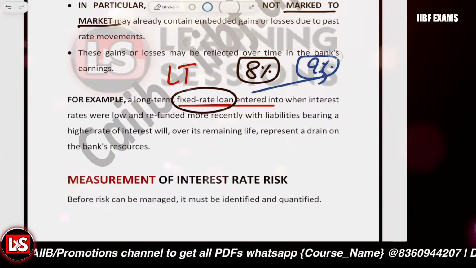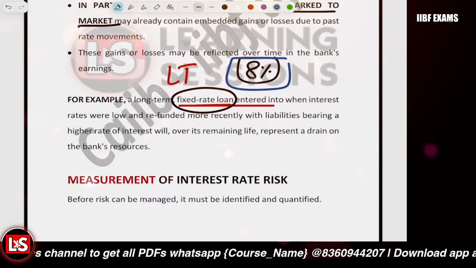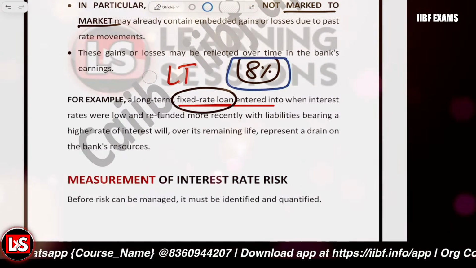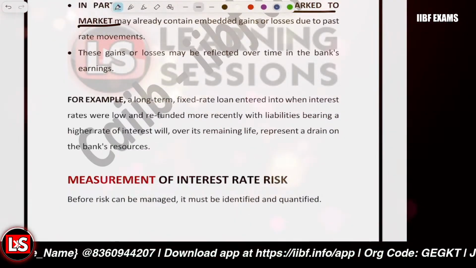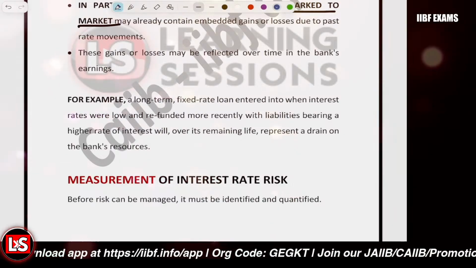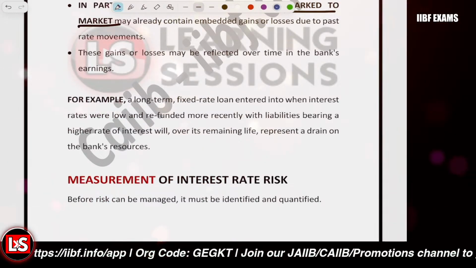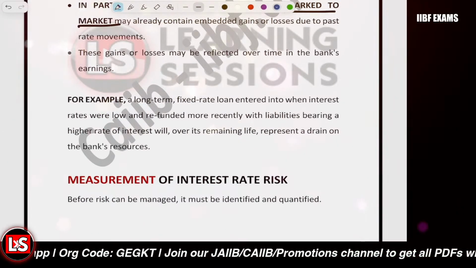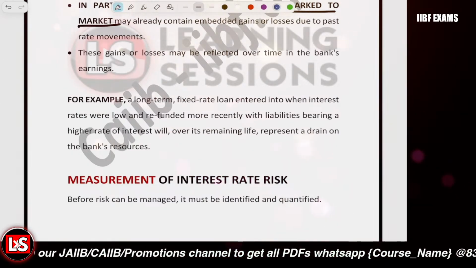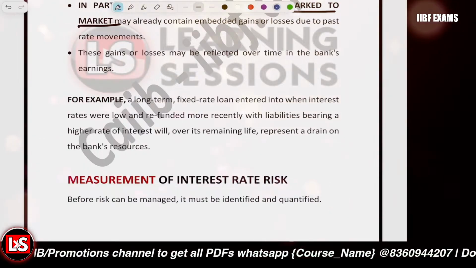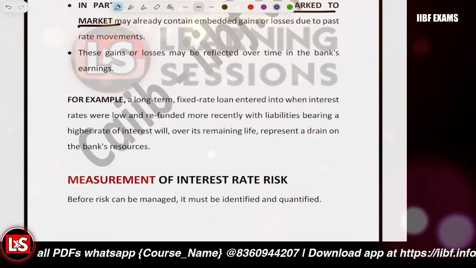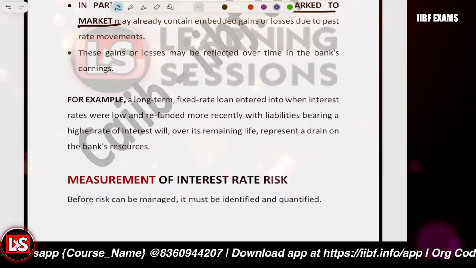Now, this particular asset is carrying an embedded loss. Why? Because of the commitment that you made at some previous time, it is going to have an impact upon you. Here also, the final impact would be on the bank's resources for the remaining life, right? So this is how it's going to impact. Getting it? Clear with it so far?